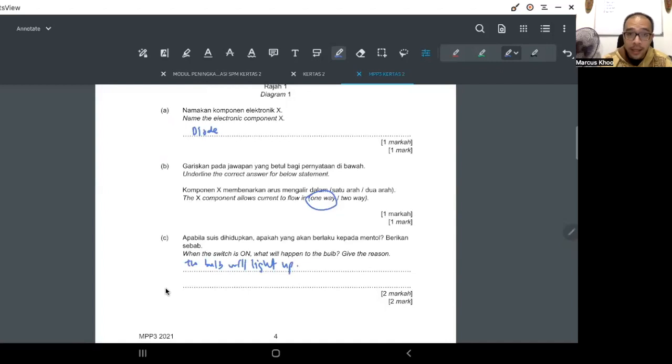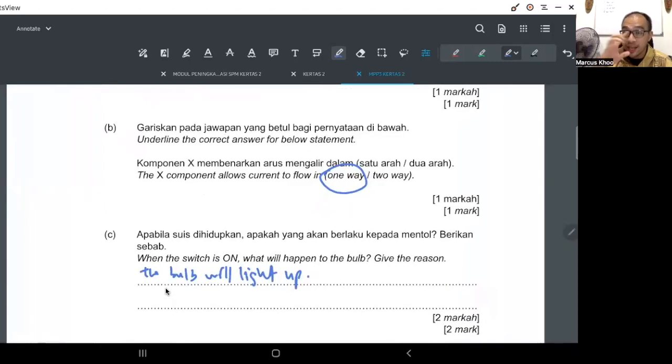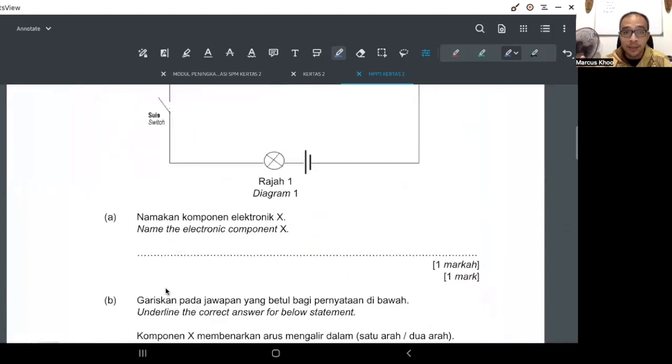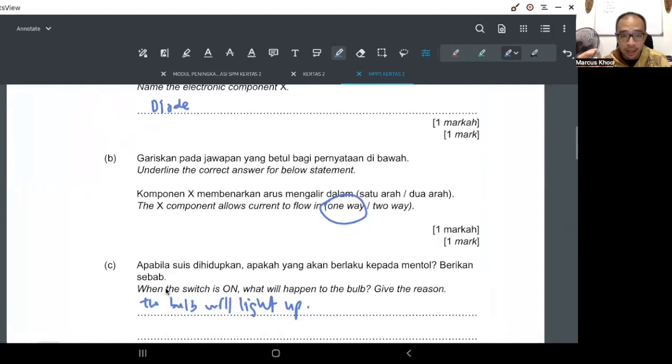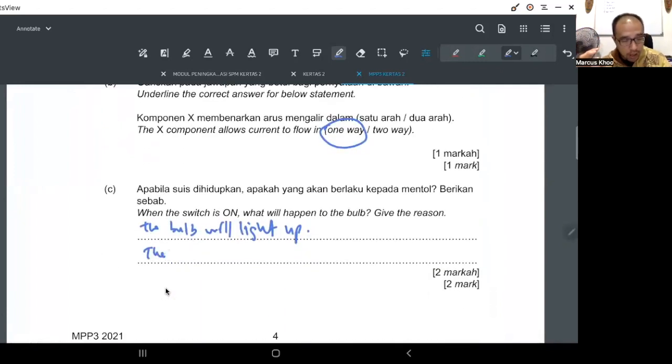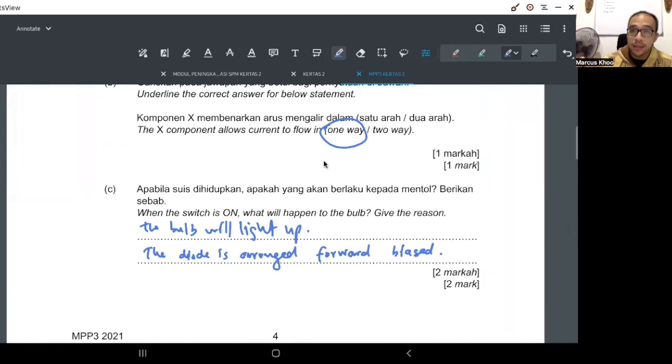Now this is very specific to diodes, transistors, electronic components. Why will the bulb light up? Because of the way the diode is arranged, not the bulb. The diode is arranged forward bias. So forward bias will let the bulb light up.